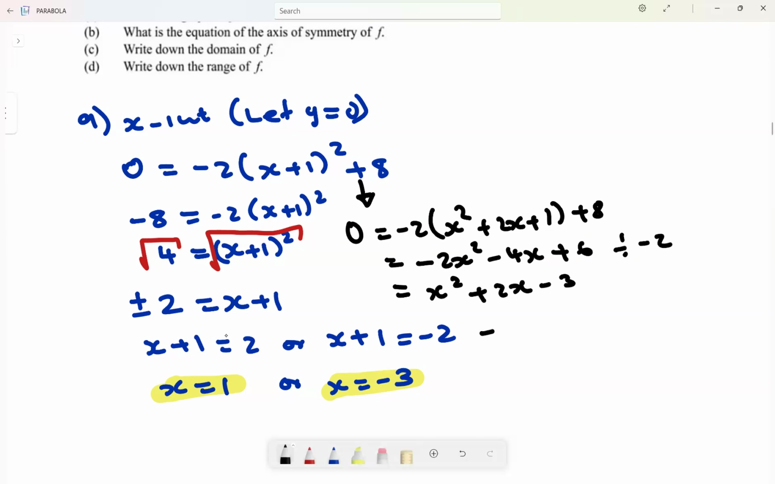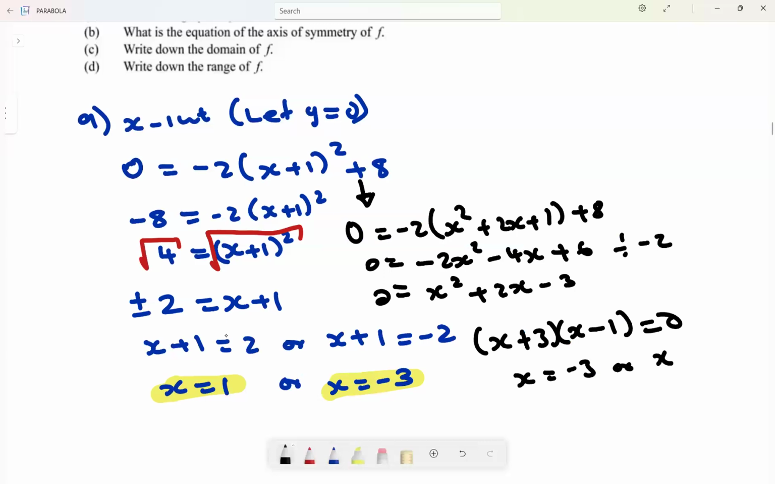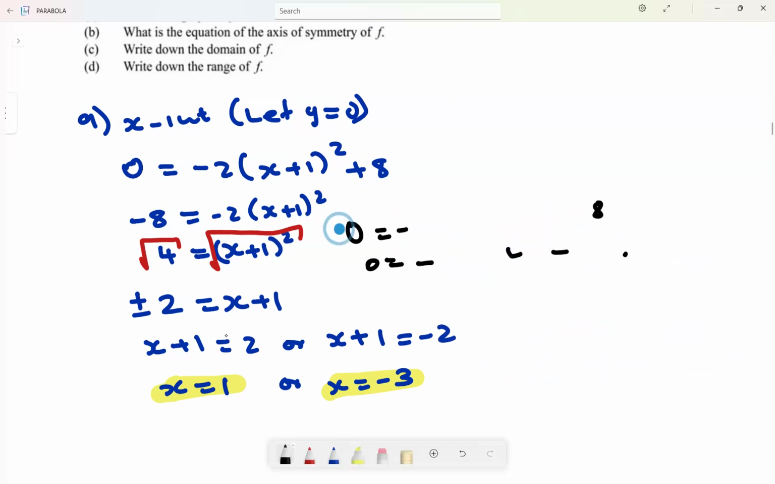And then I can get factors of 3. Still, remember, it's still equal to 0. Then I can get factors of 3 such that when I subtract, they give me 2. It is x minus 3, but it should be positive, and x minus 1 is equal to 0. Therefore, x is equal to negative 3, or x is equal to 1. So whichever way you prefer, it's fine, as long as it gives you the same answer. But here, when you square root, you need to remember that this is plus or minus.